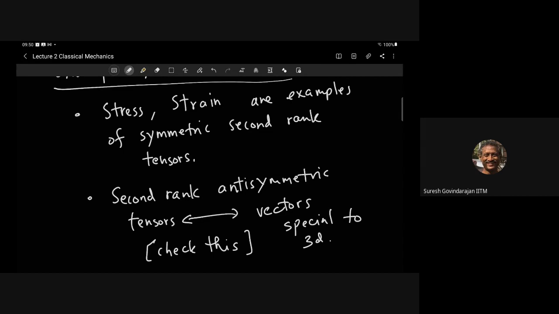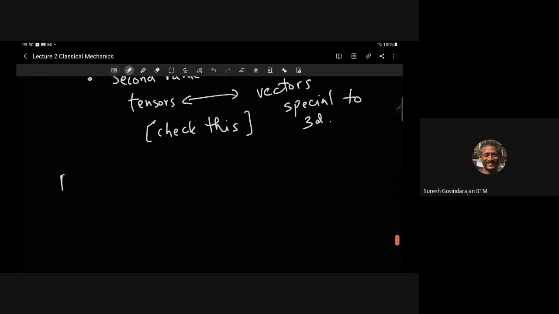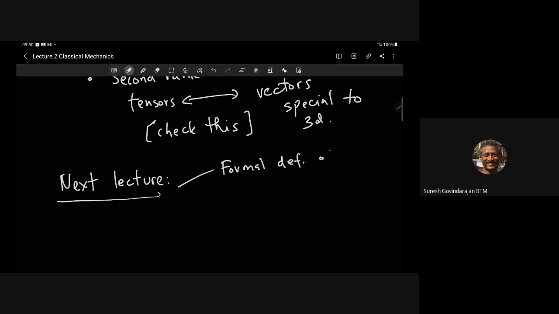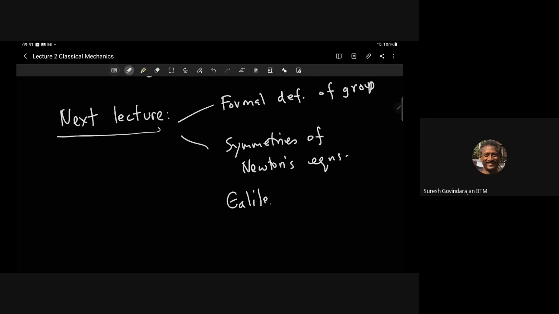I think I'll stop here. And so next lecture, we will do two things. We will look at the formal definition of a group, and we will also study symmetries of Newton's equations. So we'll get a new group called the Galilean group, which is larger than rotation. We'll study this in the next lecture. I'll pause here for questions.